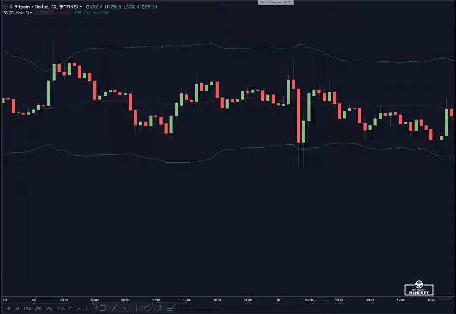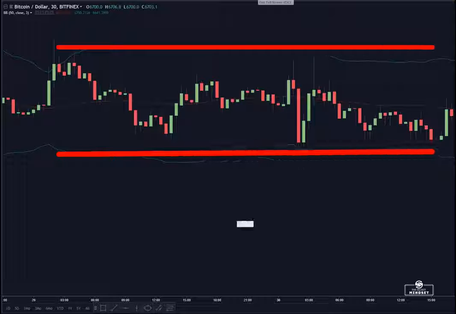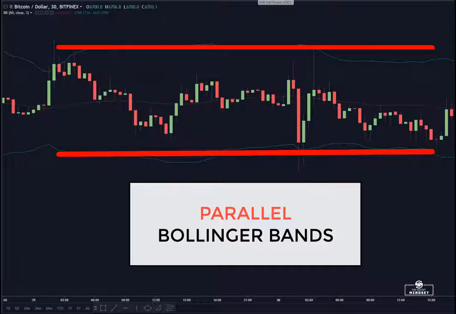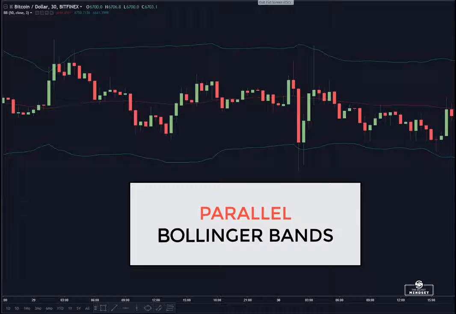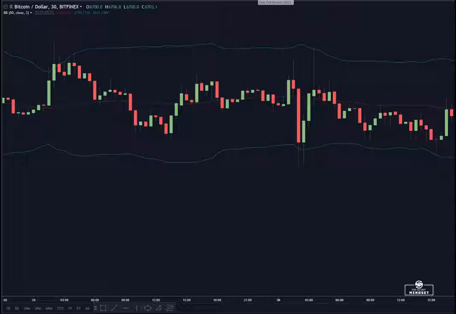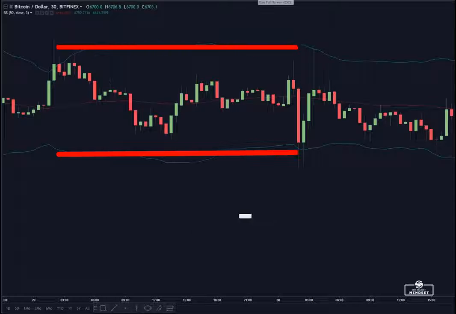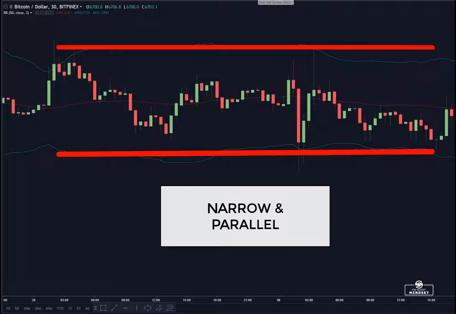Here is the pattern you need to search for on your charts. You can see in this Bitcoin chart that during sideways price action, the Bollinger Bands serve as a pretty accurate dynamic support and resistance indicator, and the price barely exceeded the bands. The key of this pattern is the parallel Bollinger Bands. We want to see the bands narrow and parallel.